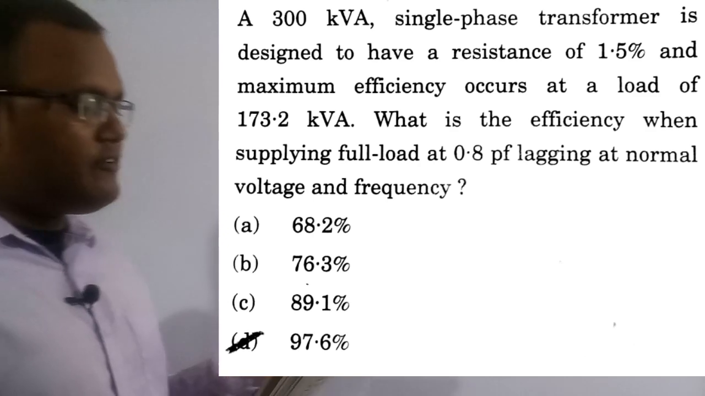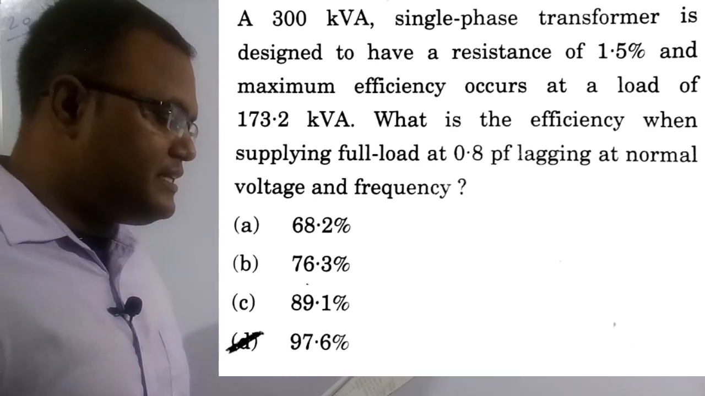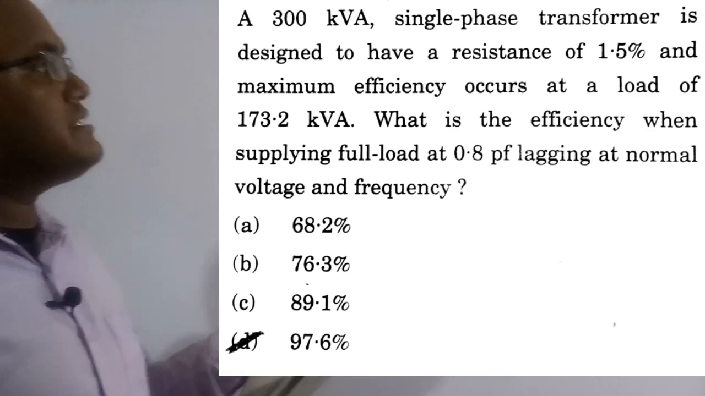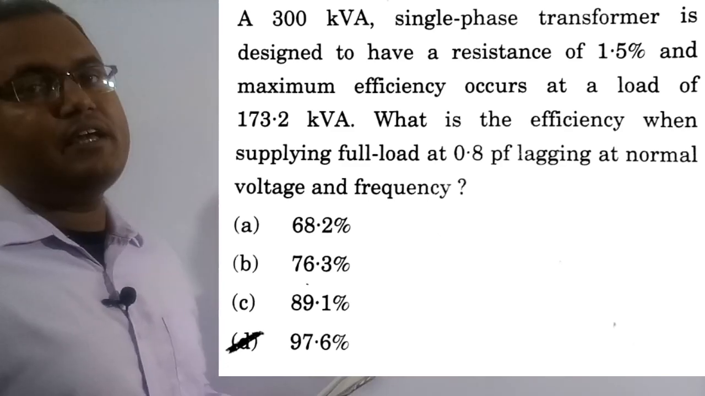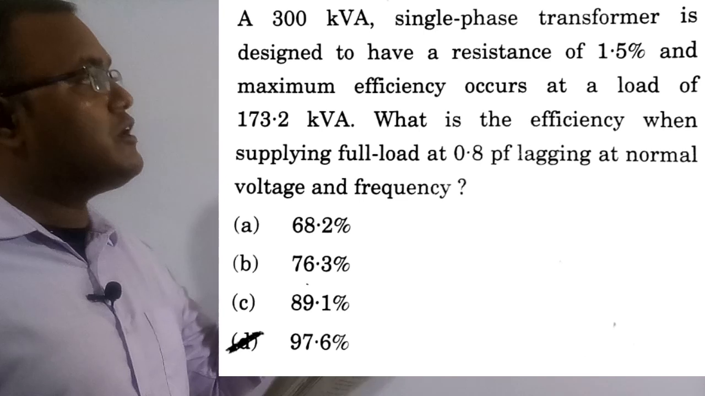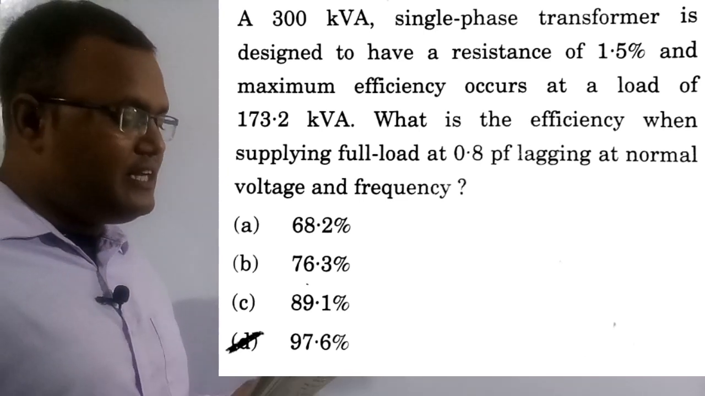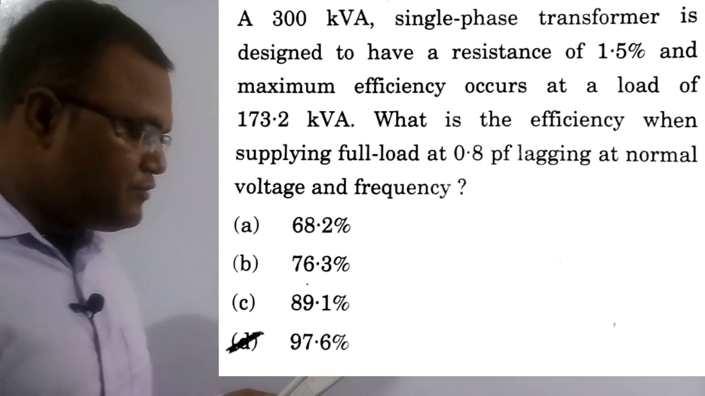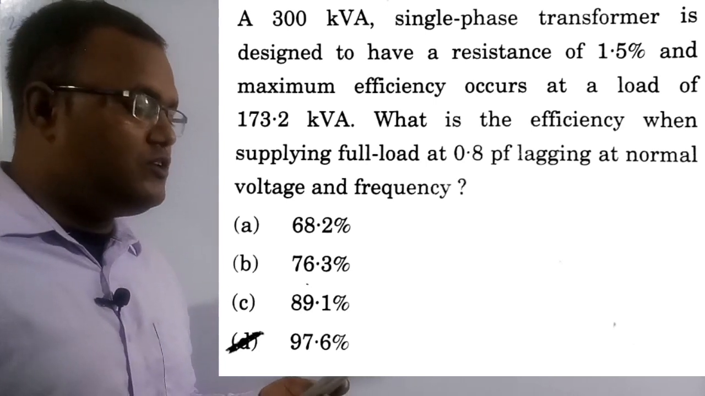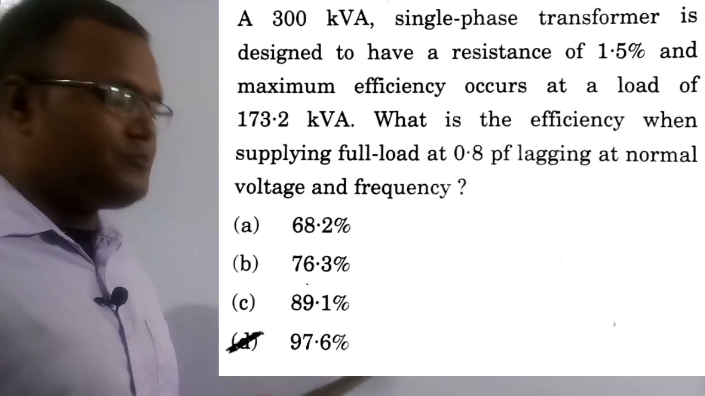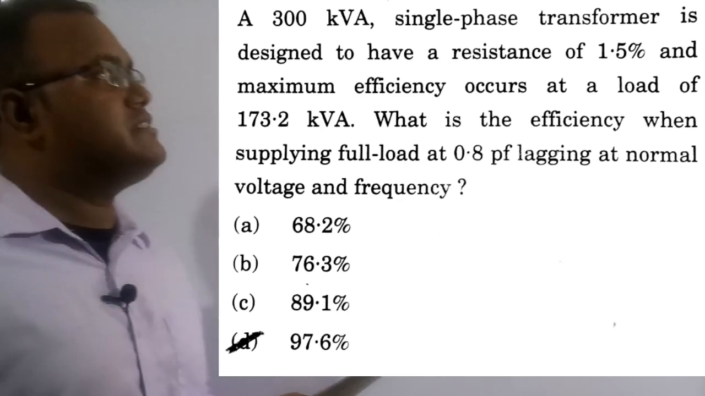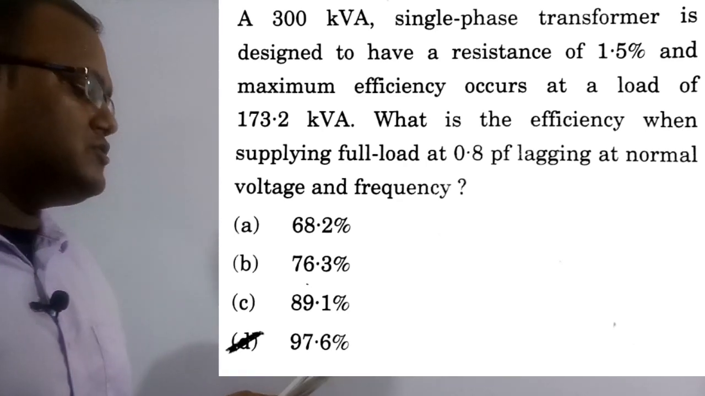In this question they have given R per unit, which is 1.5%, and at maximum efficiency the load which we are going to connect is 173.2 kVA, while the rated kVA of the transformer is 300 kVA. Then we have to find the efficiency at 0.8 power factor and full load. Option D, 97.6%, is the correct solution of this question. So let's solve this numerical.